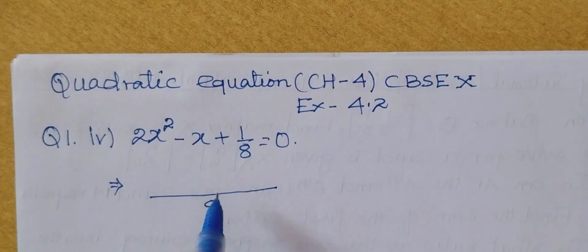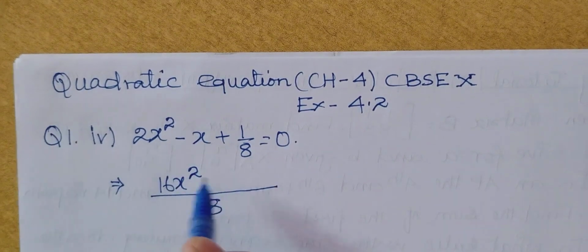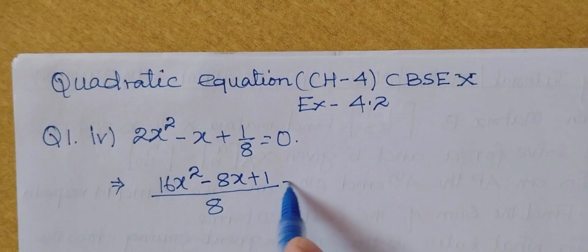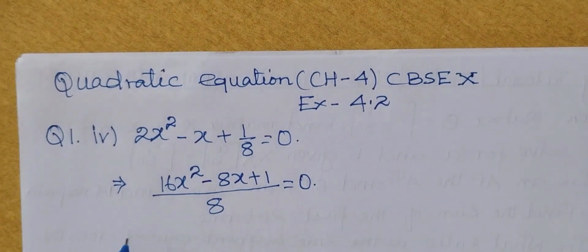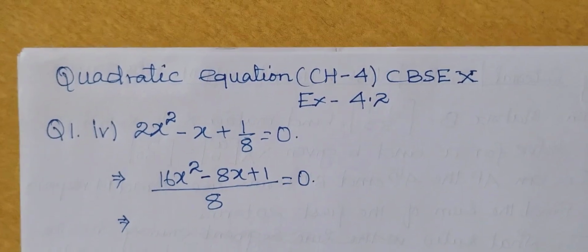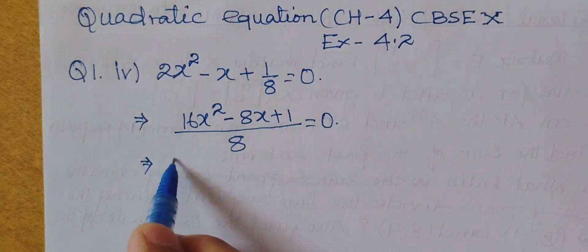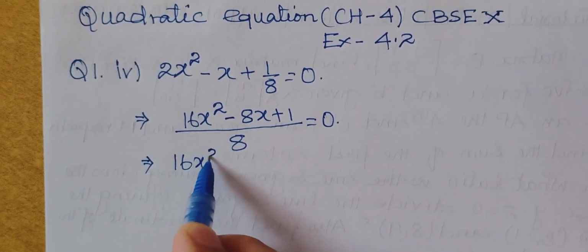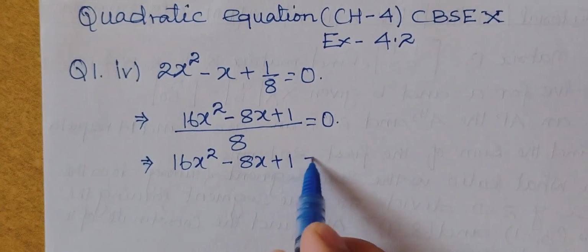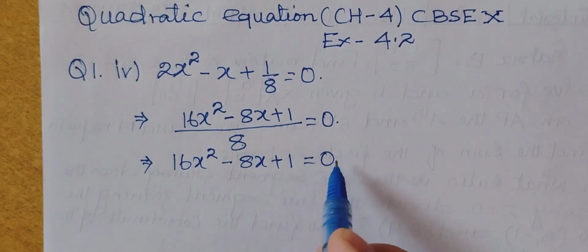8, so it will be 16x square. 8 to the 16. So similarly this one is 8x plus 1 equal to 0, or look at here, this is 16x square minus 8x plus 1 equal to 0. Because this multiply with 0, it becomes 0.